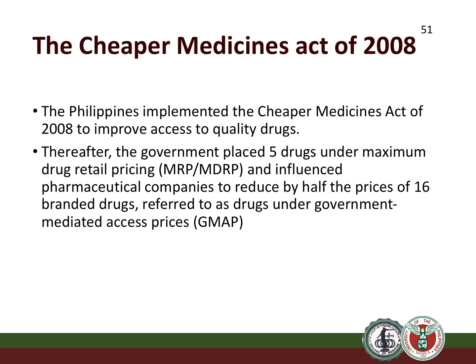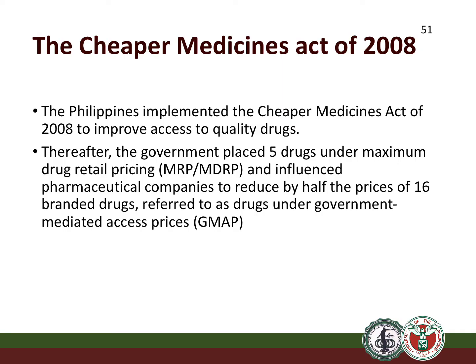It's a less than 10-minute slide set. But going back to the Cheaper Medicines Act of 2008, 20 years after the Generics Act of 1998, the Philippines implemented this act to improve again access to quality of drugs. So it was felt at that time that the cost of drugs was still much too high, and so government stepped in and mandated that certain drugs will be put under a maximum retail price. And they sought to influence pharmaceutical companies to reduce their prices after being placed in a government-mediated access program. And so this is the so-called GMAP.